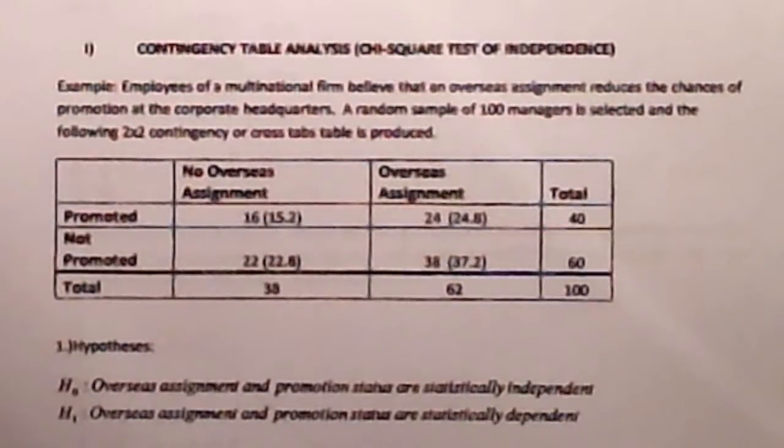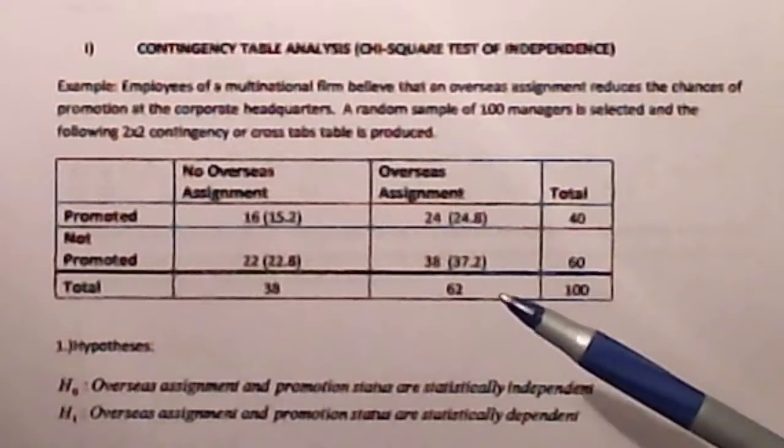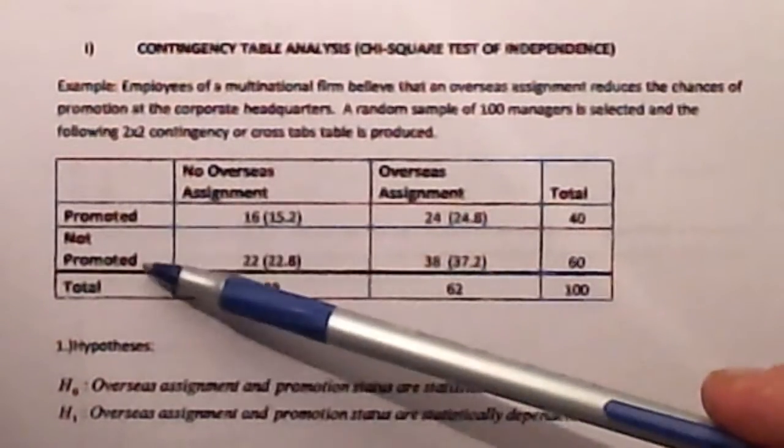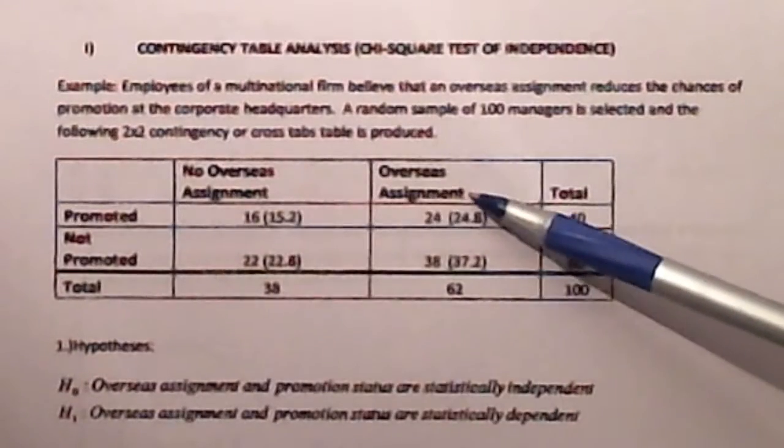All right, so this is the problem. This is how it reads. It says employees of a multinational firm believe that an overseas assignment reduces the chances of promotion at the corporate headquarters. A random sample of 100 managers is selected, and the following 2x2 contingency or crosstabs table is produced. So here we see, ladies and gentlemen, that we have 2 categorical variables: promotional status versus overseas assignment status.